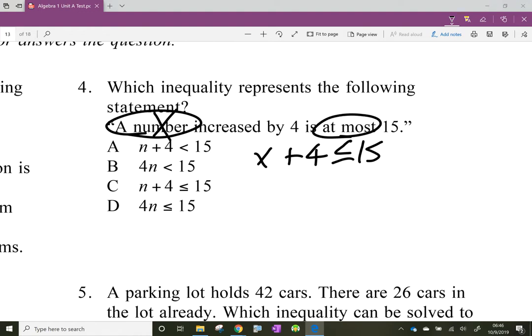Which I know kind of confuses people because you think most, you think more than, right? But if it's at most, it means everything has to be below that, right? The most it can be is 15, so it can be anything below 15, and up to 15, but not over it. So our answer is C there. And it says N instead of X, but it's okay.